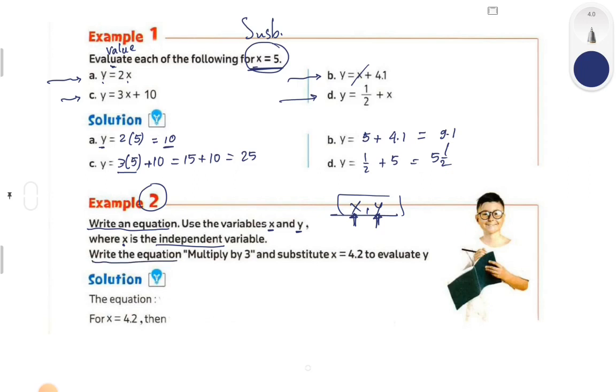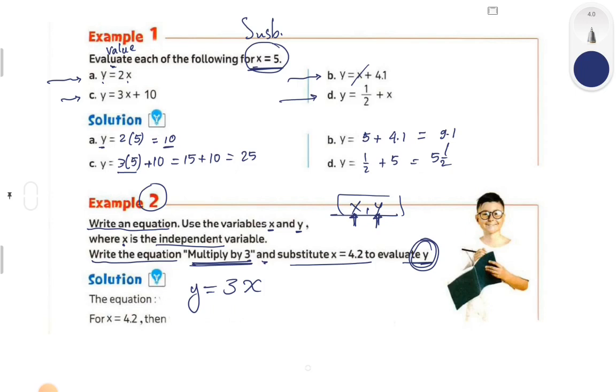Now write the equation. Multiply by 3. What does that mean? Multiply by 3. Is it the independent or the dependent? Of course the independent. Multiply by 3 and substitute x, evaluate y. So y is the dependent. y equals what? Multiply by 3. What will I multiply by 3? x. So equals 3x. Now our equation will be y equals 3x.